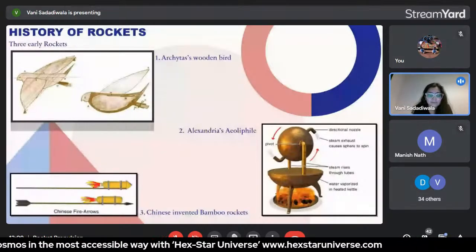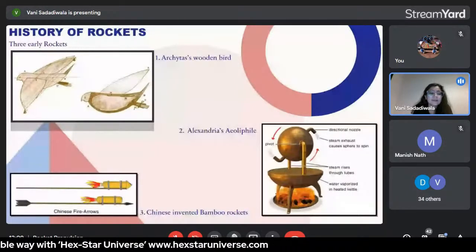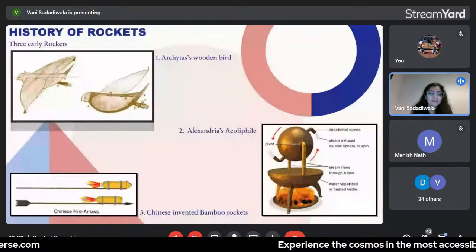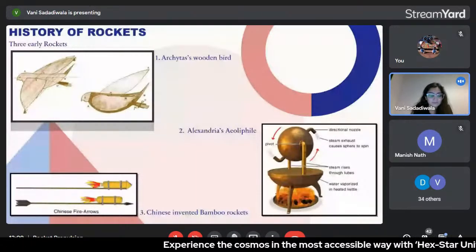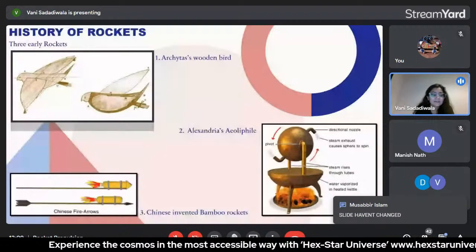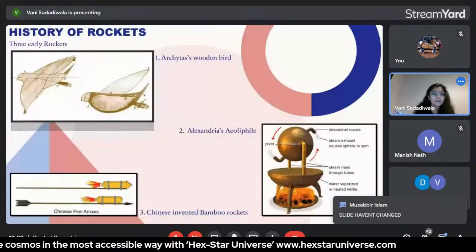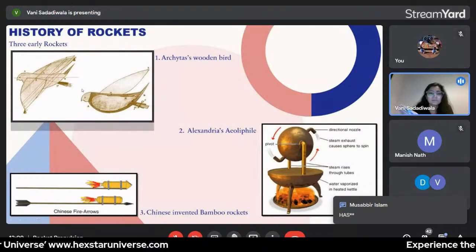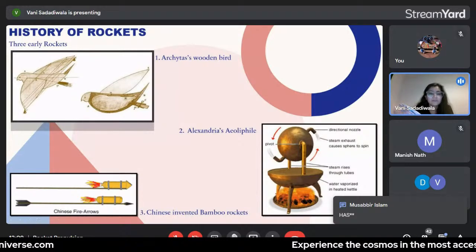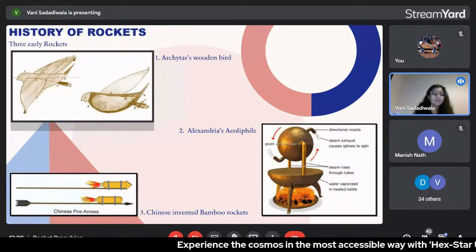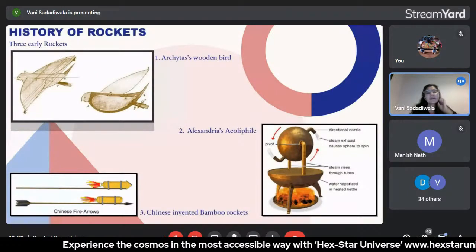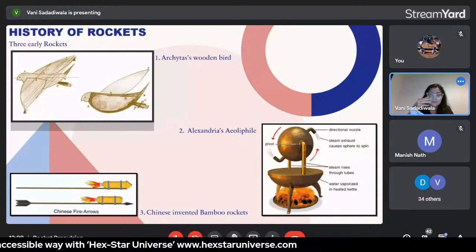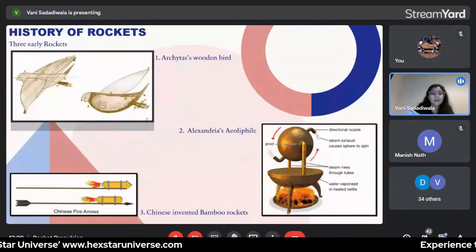He was a normal person who lived in the city of Tarentum, and he designed one of these devices which successfully employed the principles essential for rocket flight, and he named it a wooden bird. As you can see in this picture, the bird is suspended on a wire and propelled using steam. The escaping steam is considered the propellant, and the steam is used to direct the rocket in the forward direction.